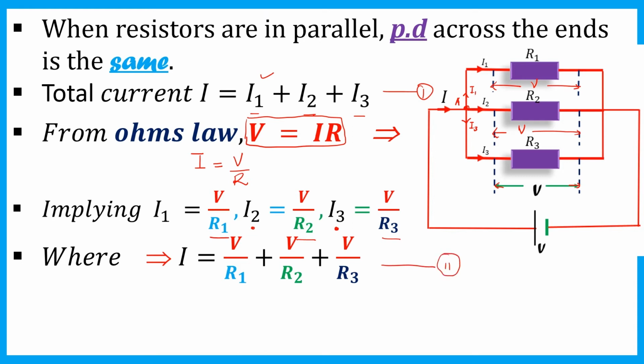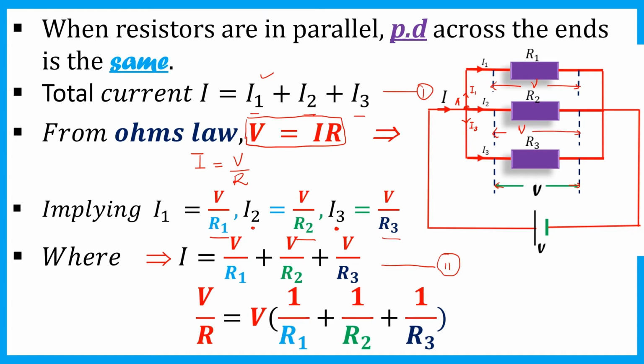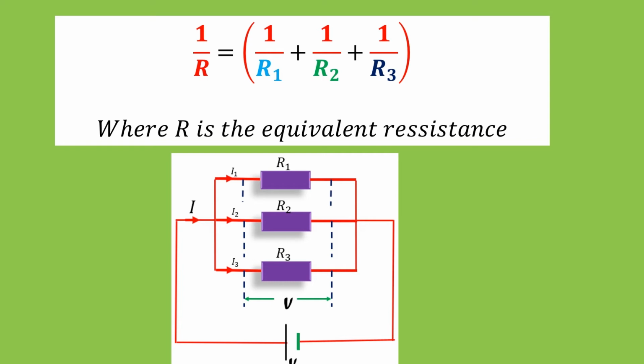Now from Ohm's law, we can see that I is also equal to V divided by R, where this capital R is the total resistance. So from here, we can factorize out V from this term, this term, and this term. Then when we divide through by V, you come up with 1 over R equals 1 over R1 plus 1 over R2 plus 1 over R3, where R is the equivalent resistance.